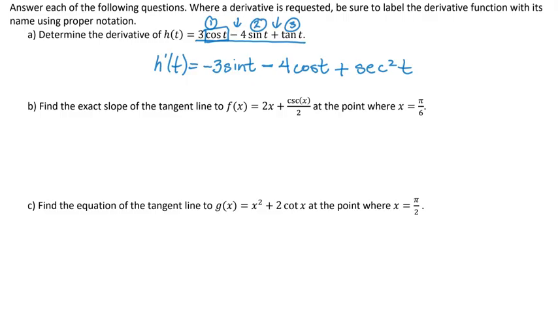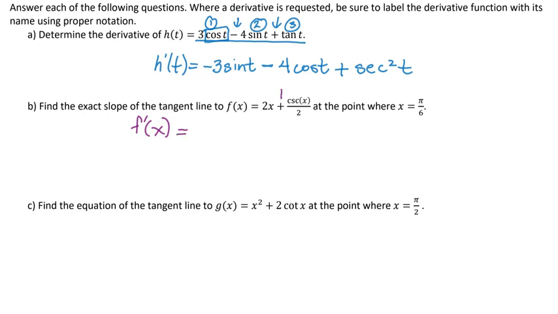Part B asks us to go just one step further. We're supposed to find the slope of the tangent line to f of x equals 2x plus cosecant x over 2, when x is pi over 6. So to find slopes of tangent lines, you first need derivatives. So I need to find f prime of x, and then I'll just need to plug pi over 6 into that derivative. That's how we would get a slope of a tangent line.